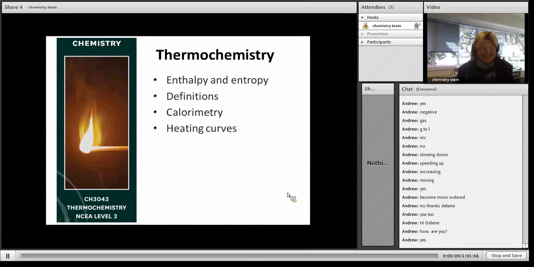Right, hi again. So, what I wanted to do today is start with a 3043, which is on the thermochemistry.